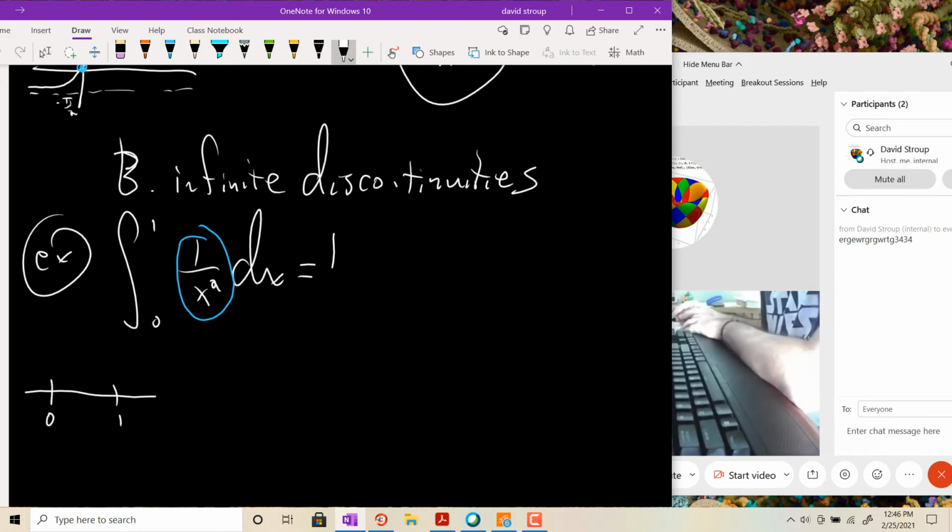So what we're going to do, as usual, is replace the trouble limit on the integral, the 0 there, with a variable. Then you evaluate that integral, and at the end, you just take the limit. Okay, so it's pretty easy.